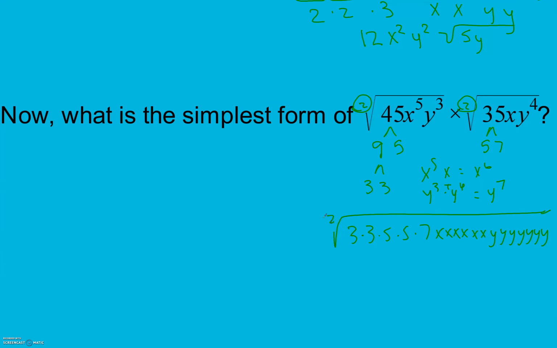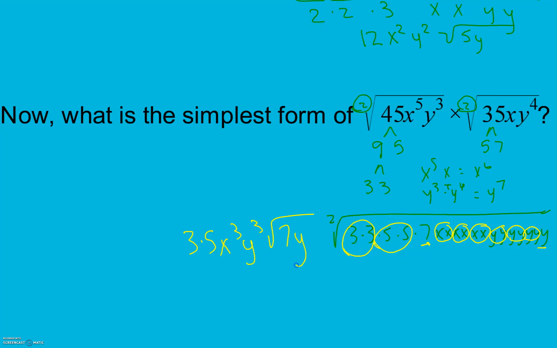Now, because I have a square root, I'm going to look for groups of 2. I have a group of 2 3's, that comes out. A group of 2 5's, that comes out. 1, 2, 3 groups of x's. 1, 2, 3 groups of y's. And whatever I have left, the 7 and the y, stay inside my radical. I can go ahead and multiply here. 15 x cubed y cubed square root of 7y. And that's going to be my final answer.